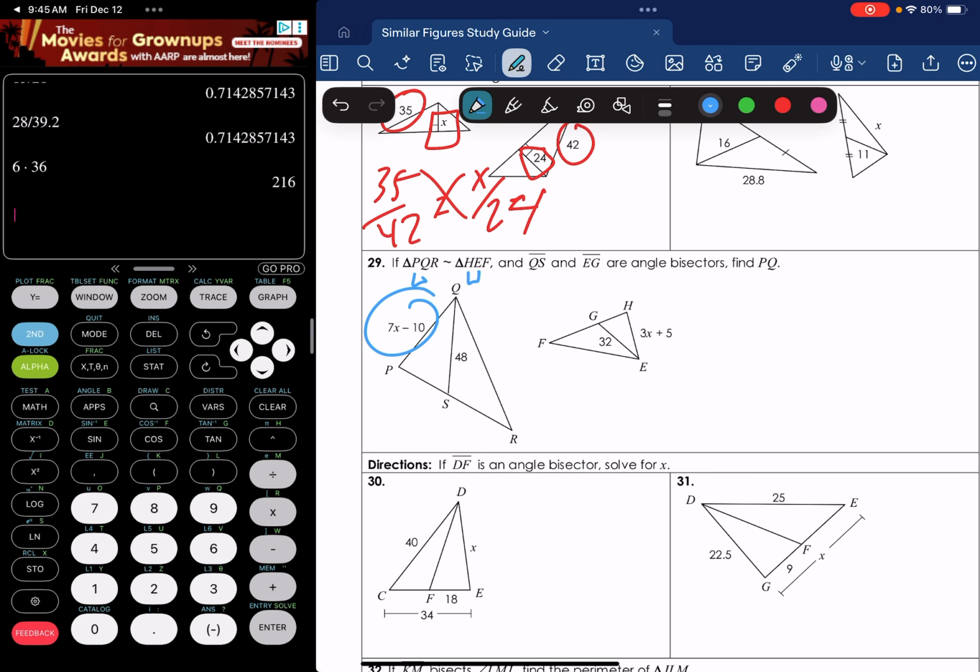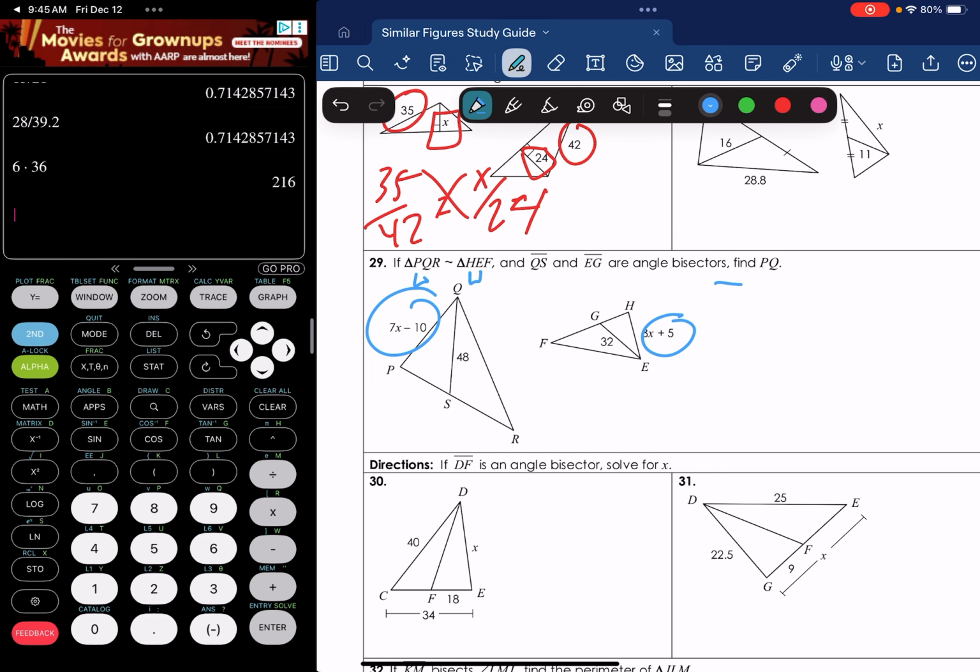PQ goes with HE. And then 48, which is QS, goes with 32. And if you want to save a little time, reduce this fraction and then cross multiply.